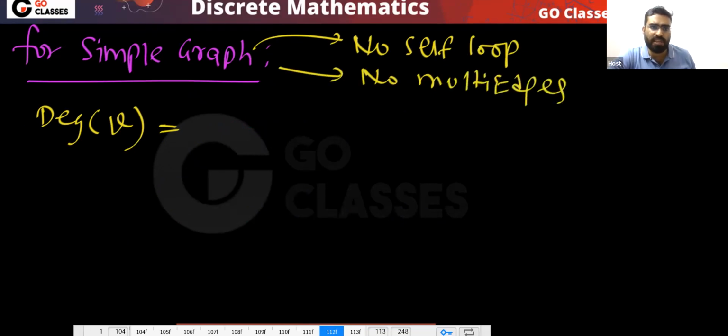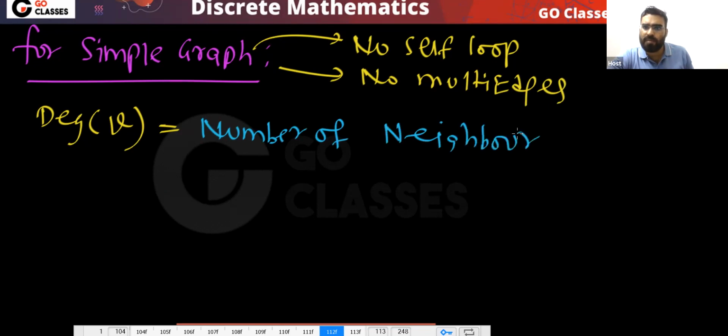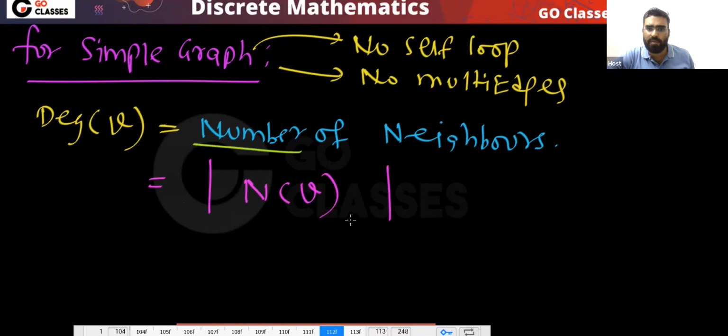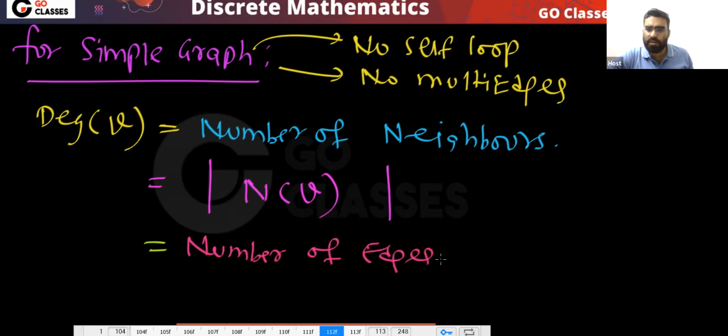So what is the definition of degree? You can say that it is the number of neighbors. Can I say simply that the number of neighbors will be your degree? The degree of a vertex is the number of neighbors. Or I can say it is the cardinality of the neighborhood, which means how many neighbors you have. Or I can say the number of edges incident on vertex V. Okay, so these are the definitions of degree.